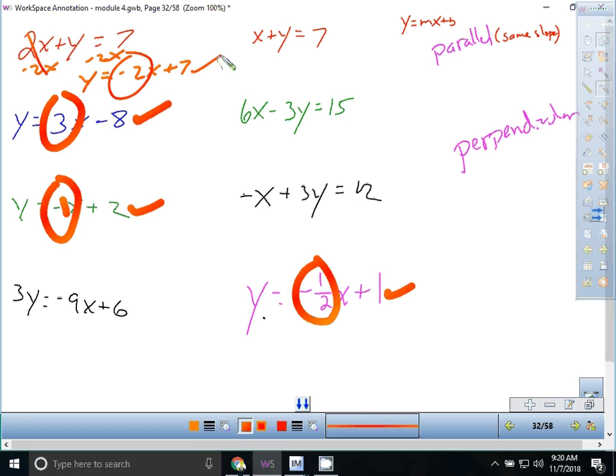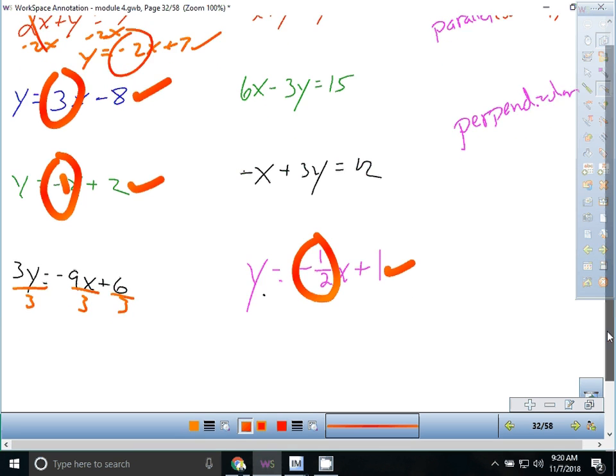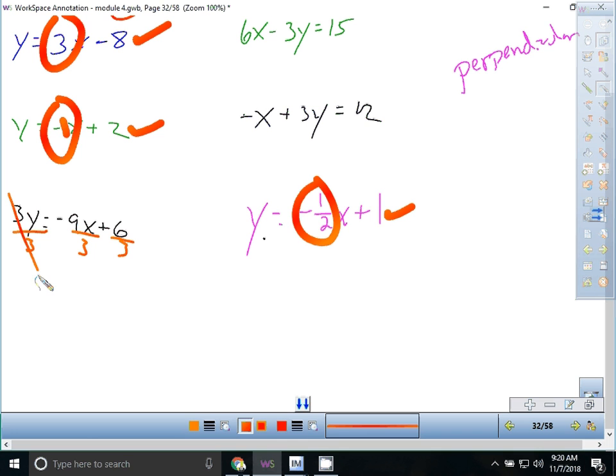Alright, let's go to the black one on the bottom. What do you need to do on the black one? You get y by itself. Divide by 3. And if you divide one, you divide everything by 3. So that if we do that, the 3's cancel out, don't they? We get y equals, what's -9 divided by 3? -3. Thank you. X, and then 6 divided by 3 is? So what's the slope? -3. Alright, so that one's good, isn't it?